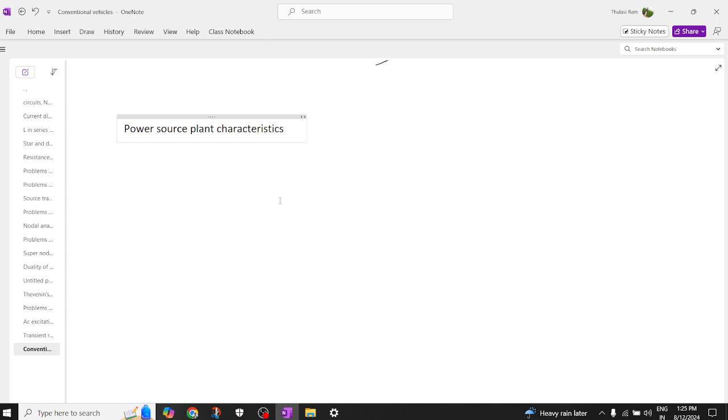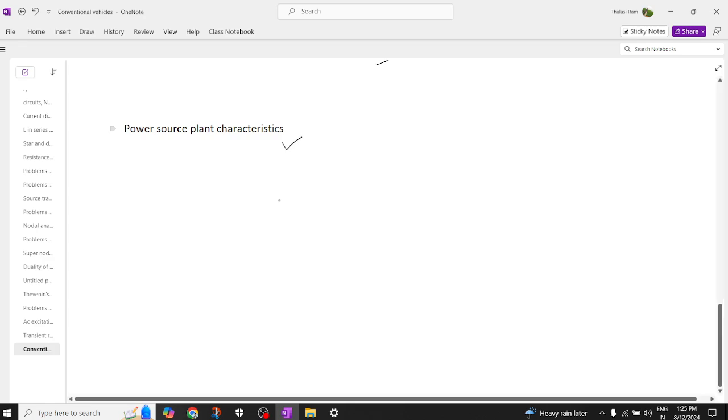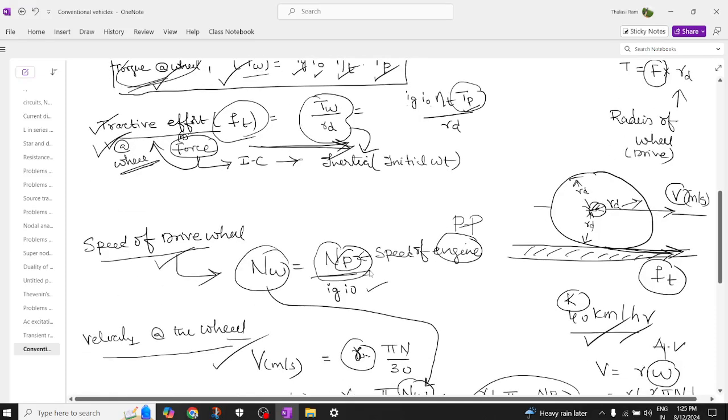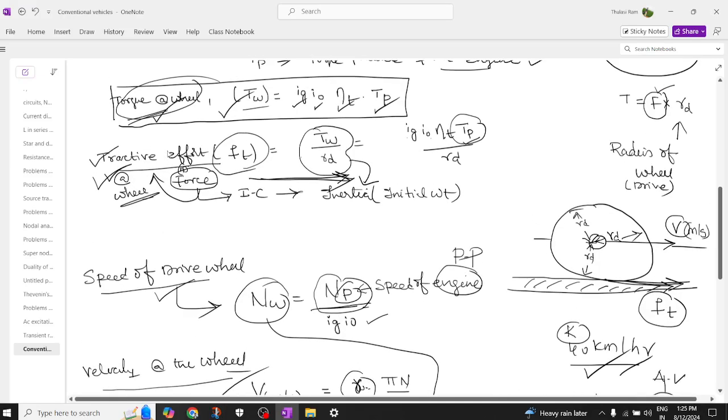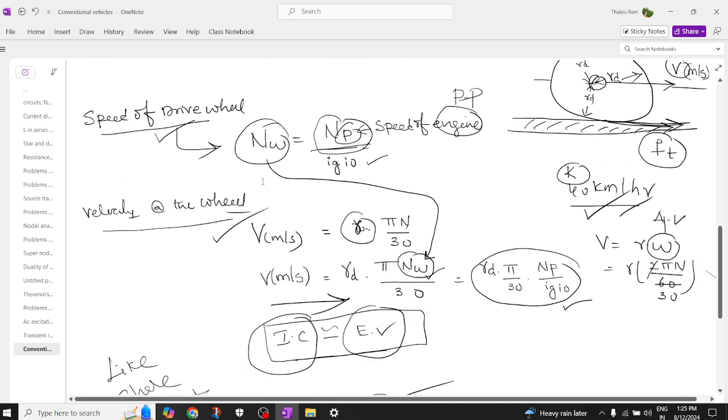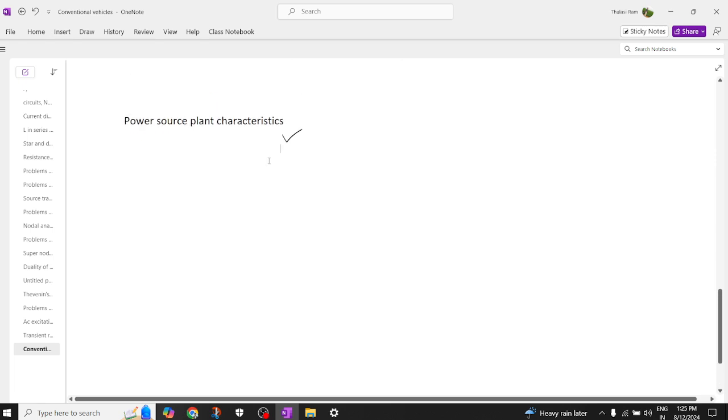Today we are going to discuss the power plant or power source characteristics. We have already discussed in the previous class the vehicle power source characteristics: the tractive force, the torque on the wheel, the tractive force developed by the IC engine, and the speed and velocity of the drive wheel. Now let's try to draw these characteristics.